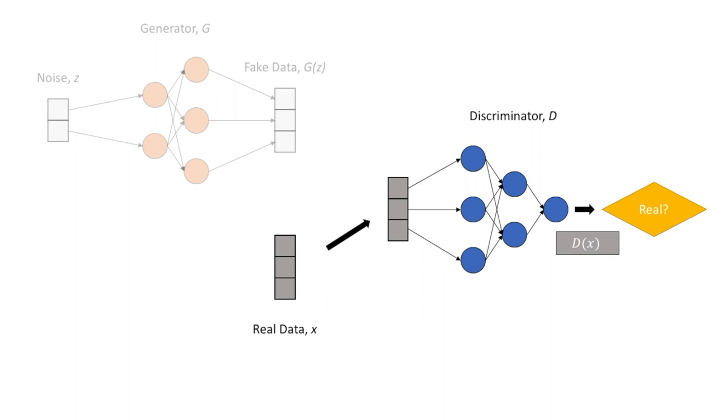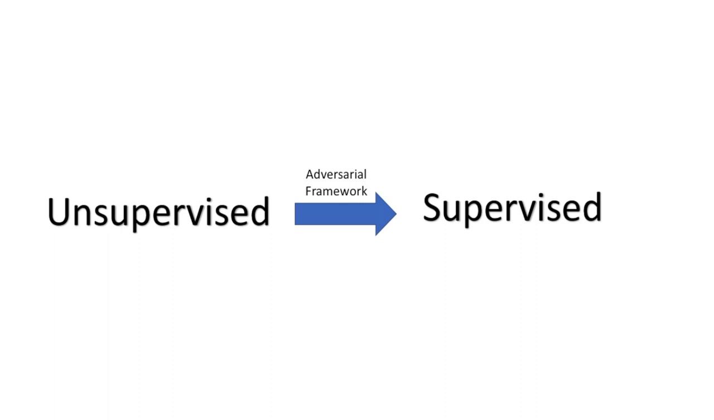Since we know which ones are real and fake, we can assign the proper labels, 1 if it's a real sample, 0 if it's fake. Note that this adversarial framework has transformed an unsupervised learning problem, in which we just have raw data and no labels, into a supervised problem with labels that we create.